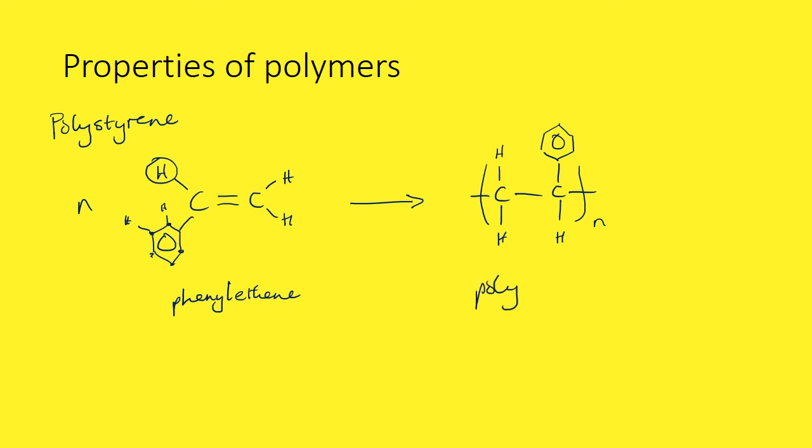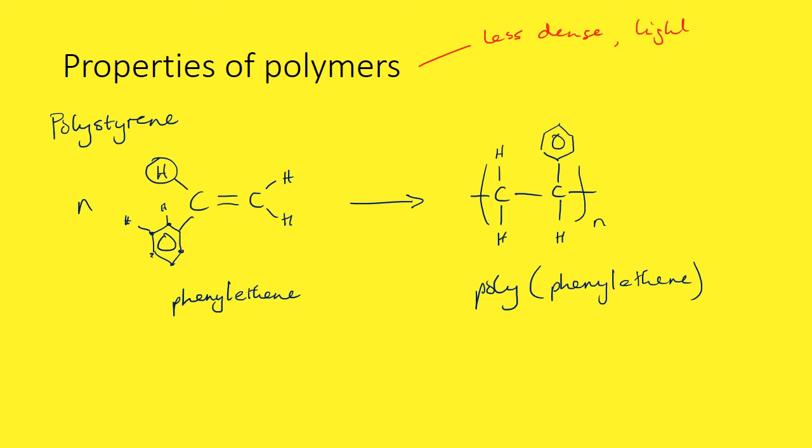When we want to name this strictly, it's a polymer now, so we start off with poly, open brackets, and we give the name of the monomer, phenylethene. That's the strict IUPAC name for polystyrene. And again, the reason we're looking at polystyrene is that we've got a less dense, lighter polymer, which for some applications is very good.